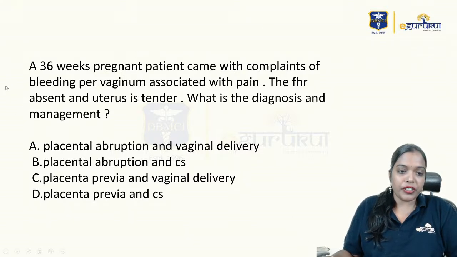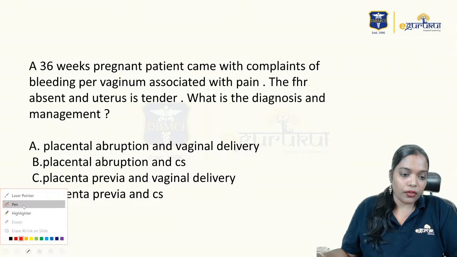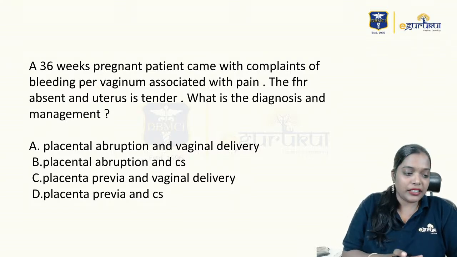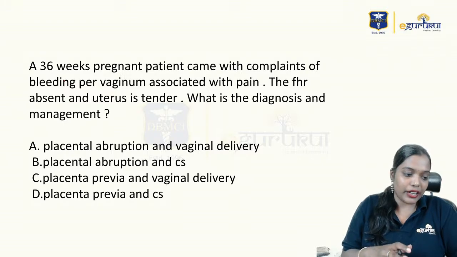So this was the question which came in the exam. A 36 weeks pregnant patient came with complaints of bleeding per vaginum associated with pain. So, third trimester bleeding, the fetal heart rate is absent and the uterus is tender. What is the diagnosis and management? As of now, we'll not completely discuss this. We'll come back to this question and discuss it again.